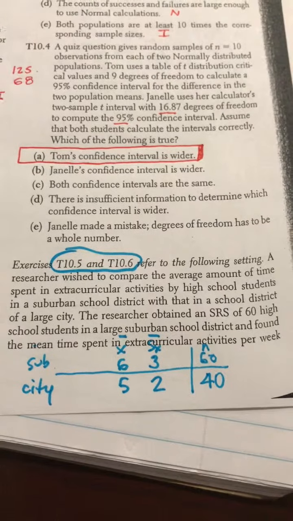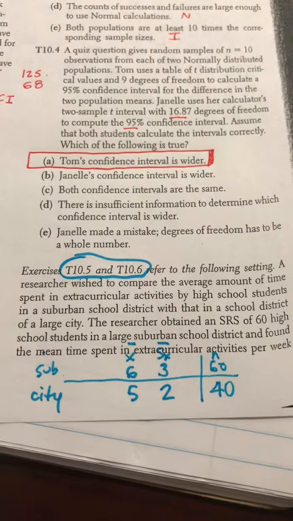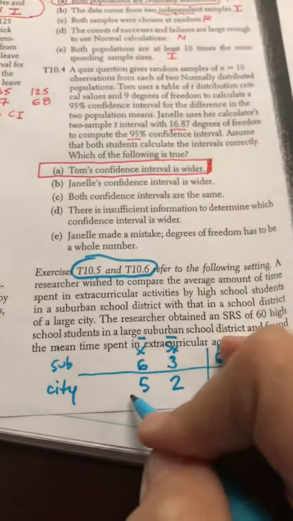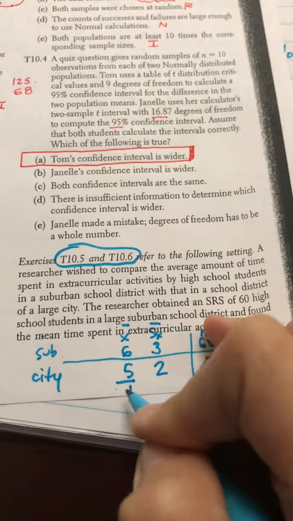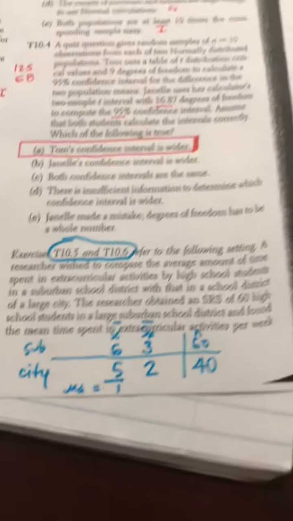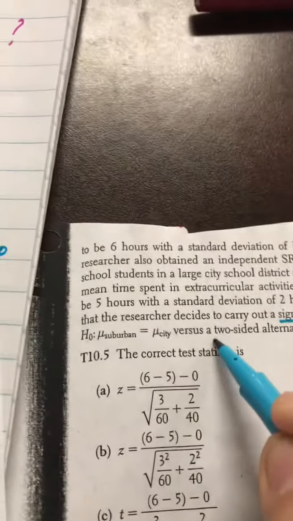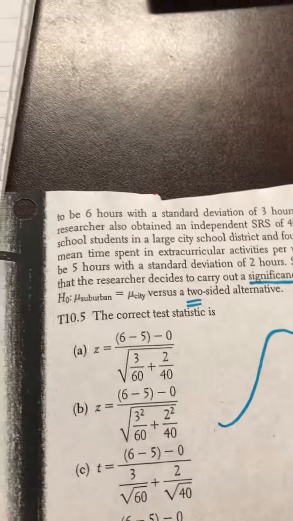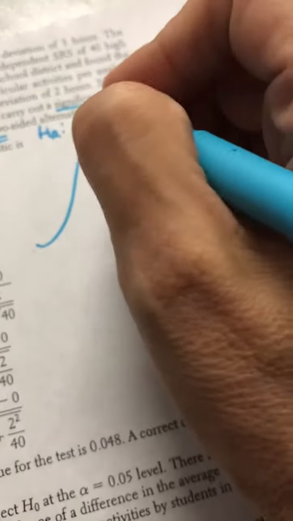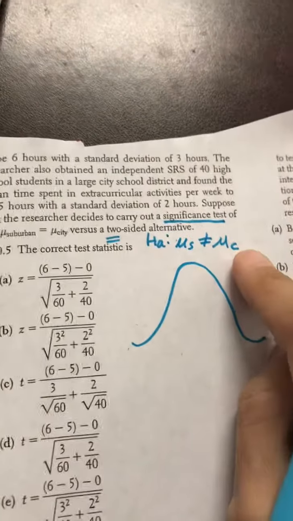Because it says, suppose the researchers decided to carry out a significance test of H sub O of a two-sided. Okay, so if I take that and subtract, the difference between these two is 1. Now, H sub O, we have to assume that there isn't a difference between the two, and they are telling us this is a two-sided, meaning we had no hunch that maybe the suburban would be more or the city would be more or less. So they're basically saying H sub A is that there's just something other than one another. The mu of the city is something other than that.